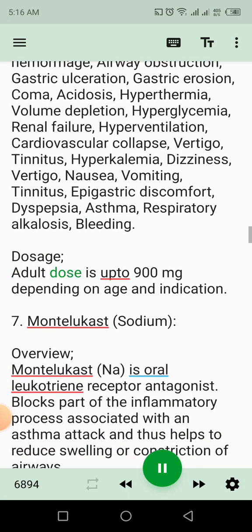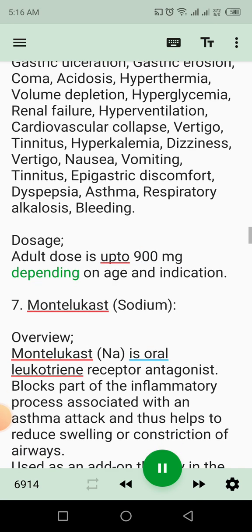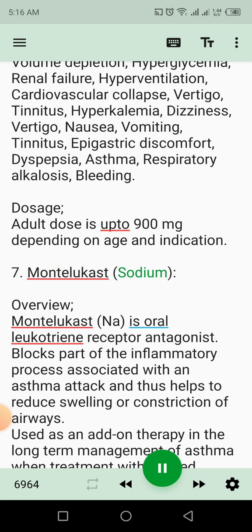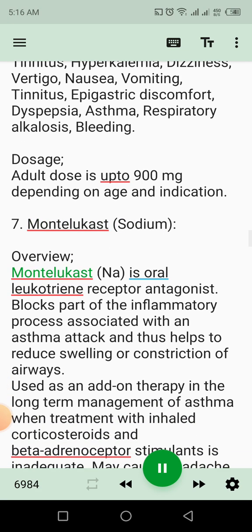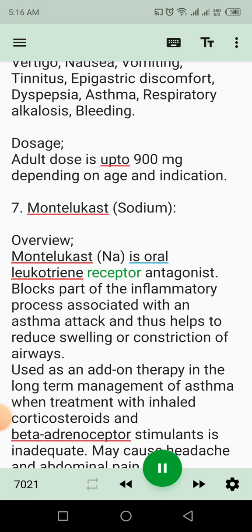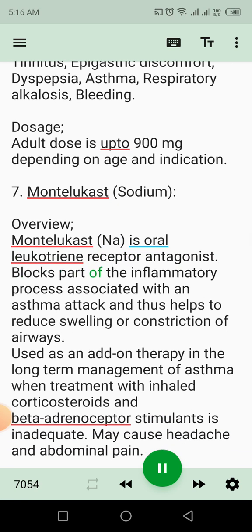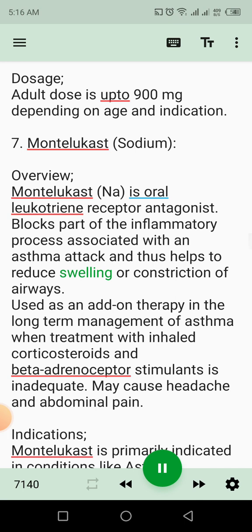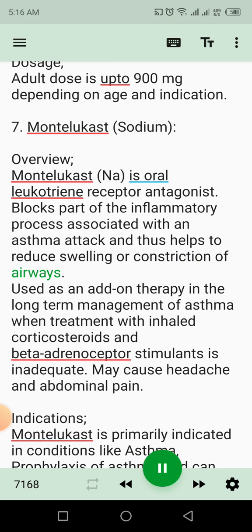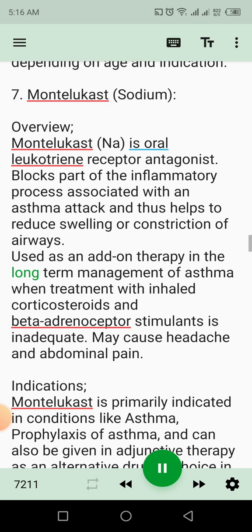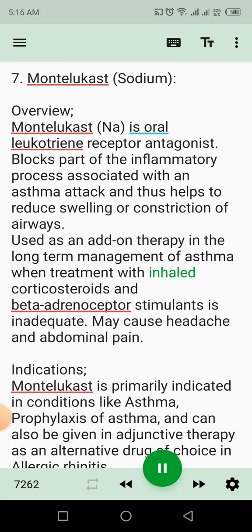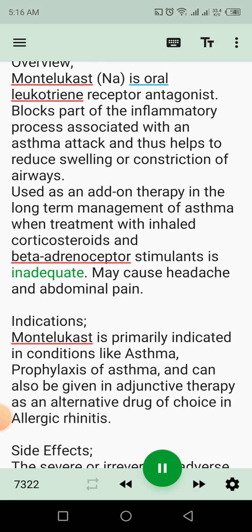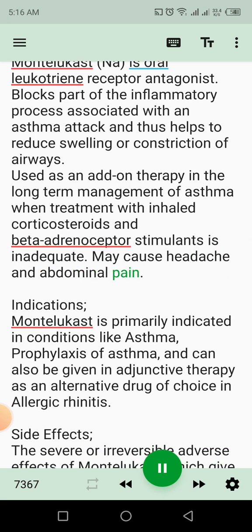Dosage. Adult doses up to 900 mg depending on age and indication. 7. Montelukast sodium. Overview. Montelukast (Na) is an oral leukotriene receptor antagonist. It blocks part of the inflammatory process associated with an asthma attack and thus helps to reduce swelling or constriction of airways. Used as an add-on therapy in the long-term management of asthma when treatment with inhaled corticosteroids and beta-adrenoceptor stimulants is inadequate. May cause headache and abdominal pain.